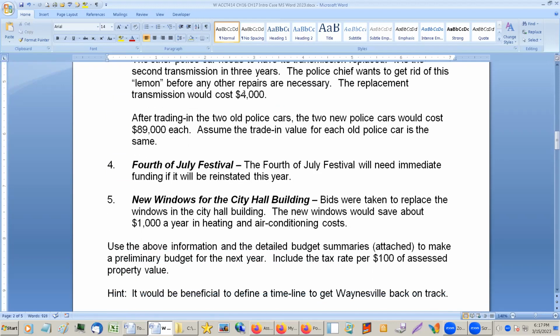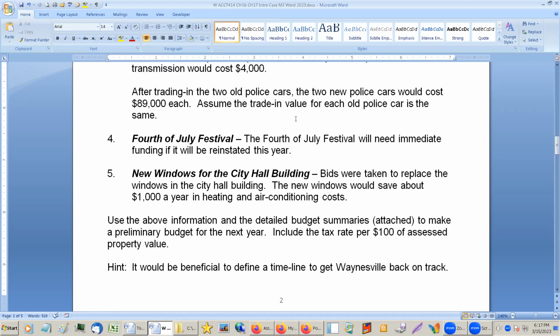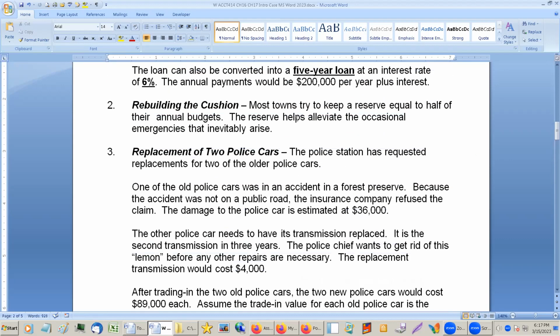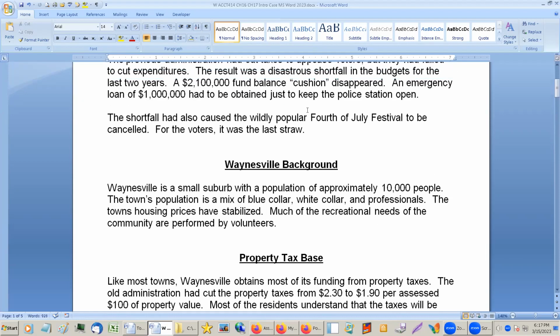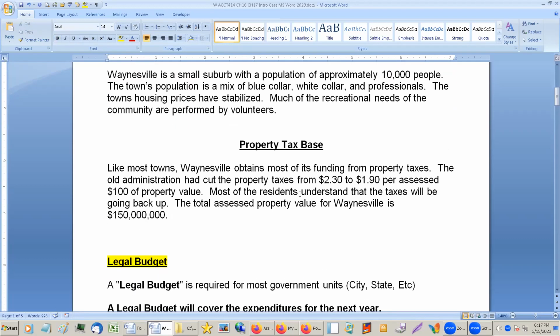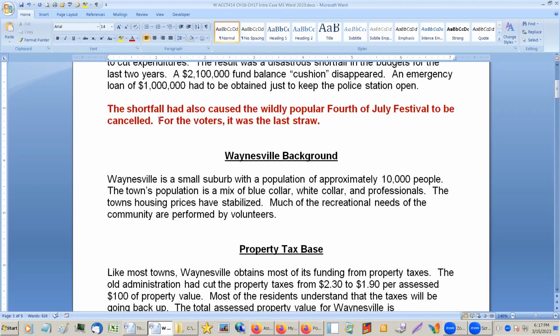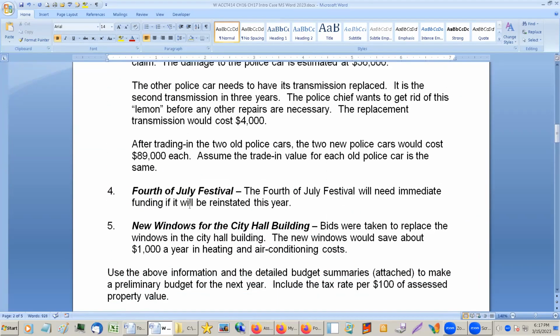Okay. Fourth of July Festival. Remember back here, they had to cancel it when people got all mad. So the Fourth of July Festival was why the people got mad, and that was like the last straw. That was when they decided they had to replace the old government. So we have to vote on that.